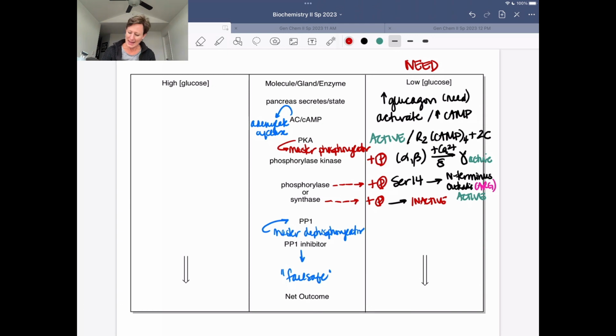Okay. And when we are in a need state, we are actually going to be adding 2 phosphates to PP1. So I'm going to show 2 phosphates here. Okay, we talked a little bit about the structural details here of PP1, but when it's doubly phosphorylated, that means it's going to be inactive.